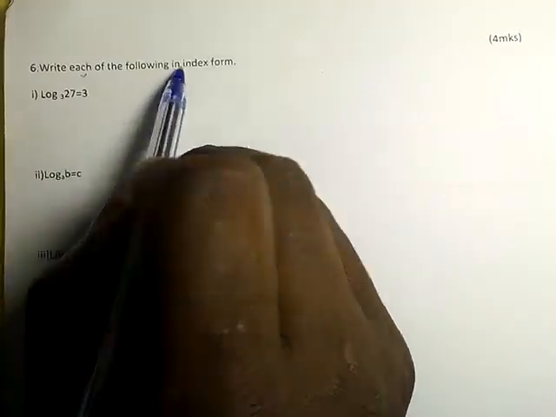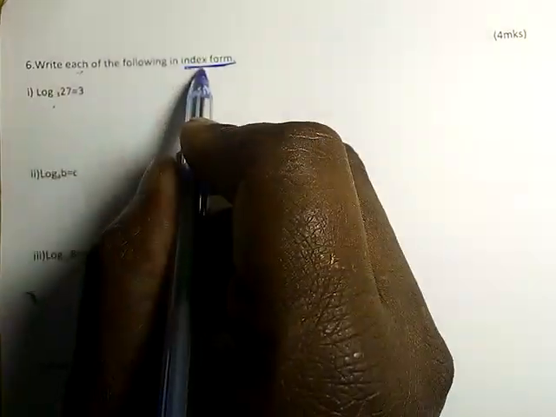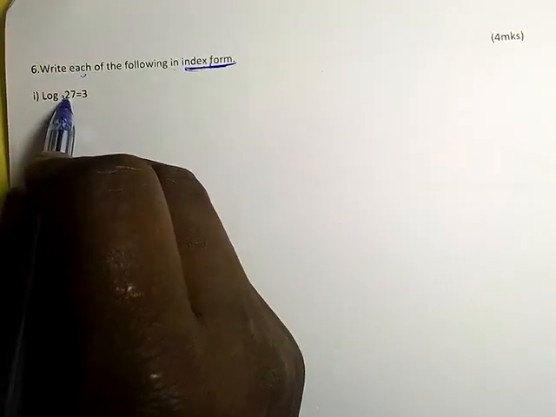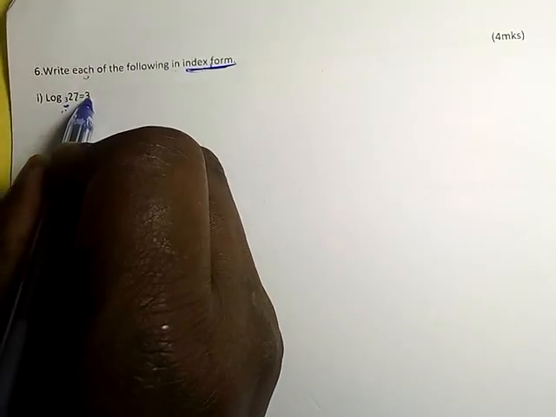Write each of the following in index form. This number has been written in which form? And we want to change it to an index form. So let us change this number, which is in logarithm form, to an index form. So log base 3, 27 equal to 3 means what?